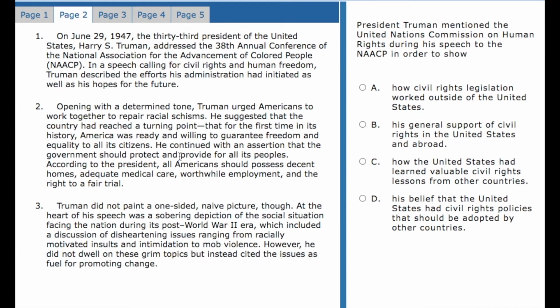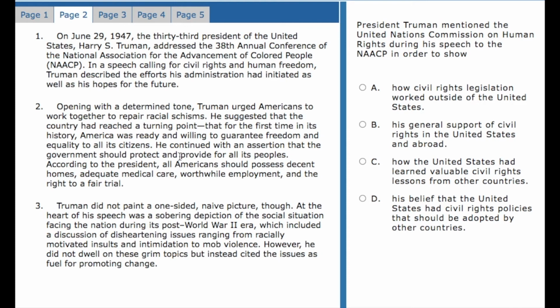Opening with a determined tone, Truman urged Americans to work together to repair racial schisms. He suggested that the country had reached a turning point, that for the first time in its history, America was ready and willing to guarantee freedom and equality to all its citizens. He continued with an assertion that the government should protect and provide for all its peoples. According to the president, all Americans should possess decent homes, adequate medical care, worthwhile employment, and the right to a fair trial.